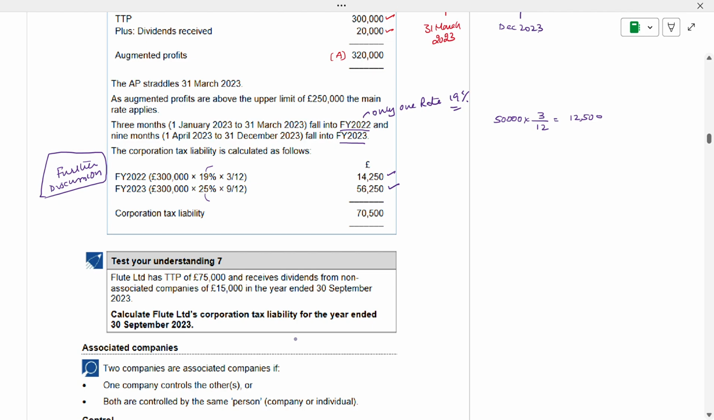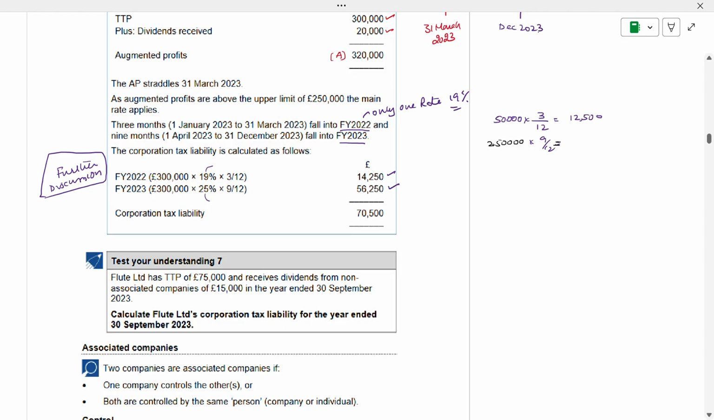See the thing. Okay, I will go with you. 50,000, we should not, 50,000 into 3 by 12. How much will come? 12,500. Okay, yes, sir.